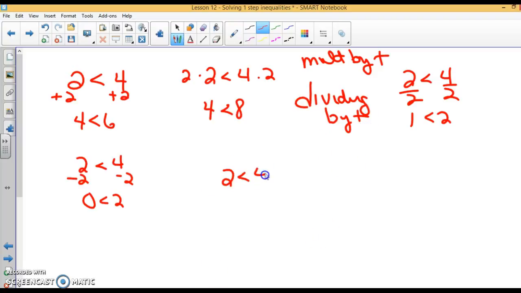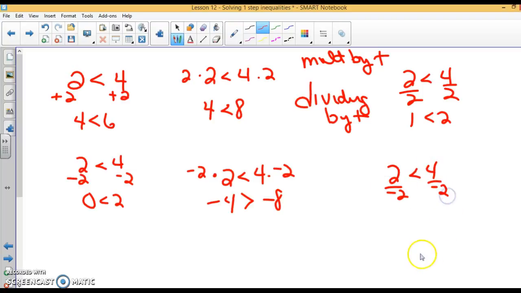Now, this is where things get tricky. Look, 2 is less than 4. If I multiply both sides by a negative 2, I will have negative 4 on this side and negative 8 on this side. Negative 4 is greater than negative 8. Think about where they are on the number line. So, let's do dividing by a negative. Divide both sides by -2. And I get -1 and -2. -1 is greater than -2.